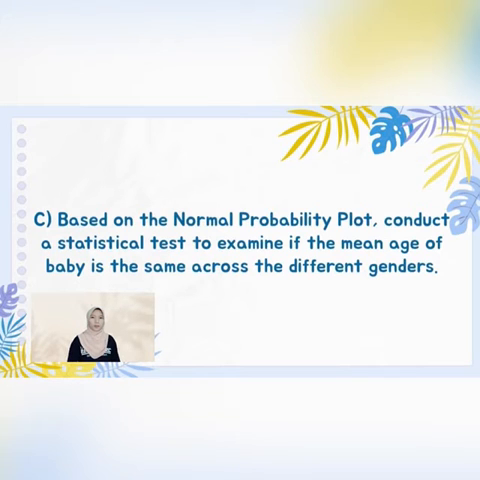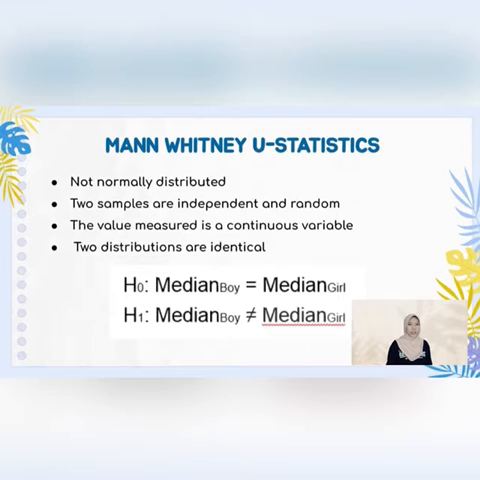Based on the normal probability plot, conduct a statistical test to examine if the mean age of baby is the same across the different genders. First of all, we decided to use a non-parametric test because our data set was not normally distributed, as shown in question B. So we decided to use the Mann-Whitney U statistic for a large sample.